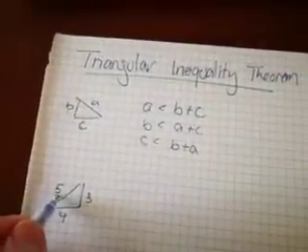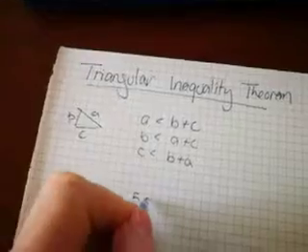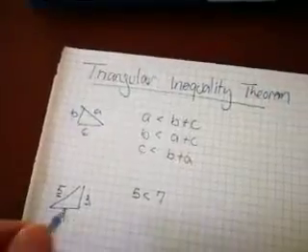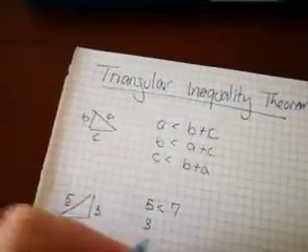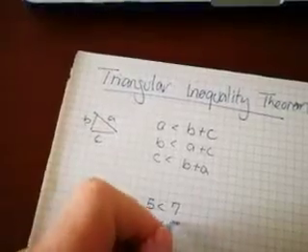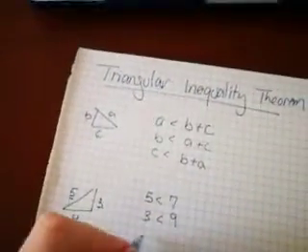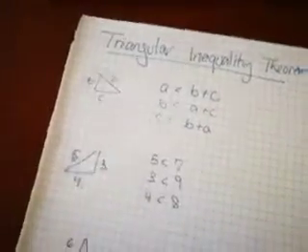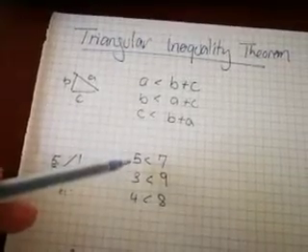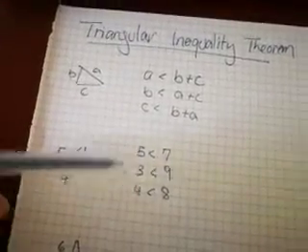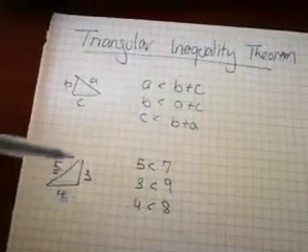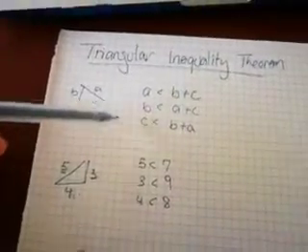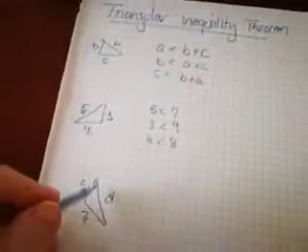Say, for example, if we have 5, okay, 5 is less than the sum of these two numbers, because 5 is less than 7 is correct. We can say that 3 is less than the sum of these two numbers, which is 9, which is correct. And we could say that 4 is less than the sum of this and this, which is 8. So all of these are true, so we know that this triangle is completely possible.